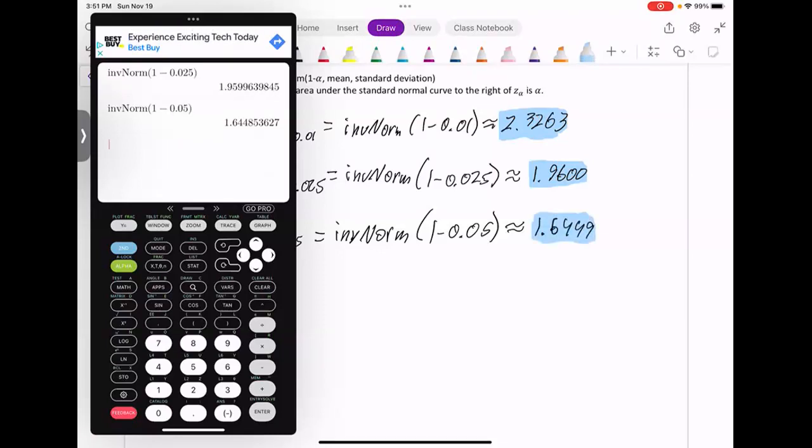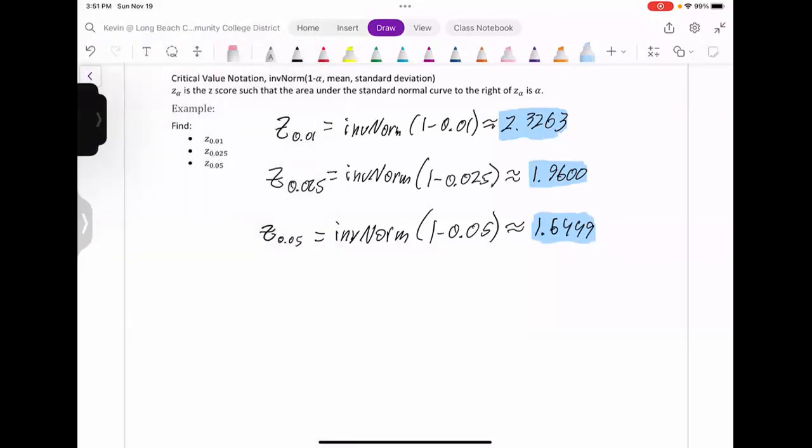And that is section 6.1. I hope you found it helpful.